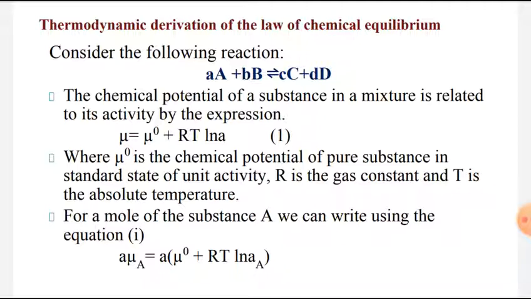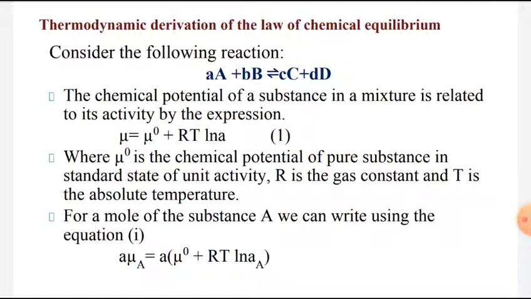The chemical potential of a substance in a mixture is related to its activity by the following expression: mu equals mu 0 plus RT ln a. It is equation number 1, in which mu 0 is the chemical potential of the pure substance in the standard state of unit activity, R is the gas constant and T is the absolute temperature.